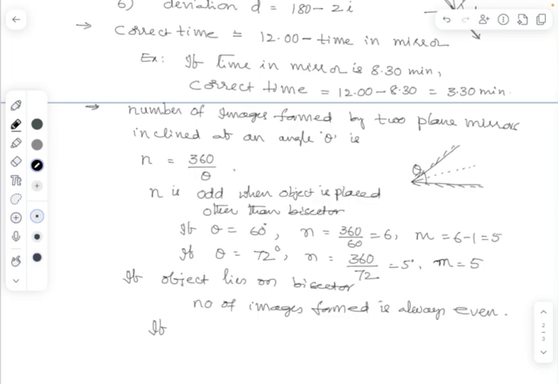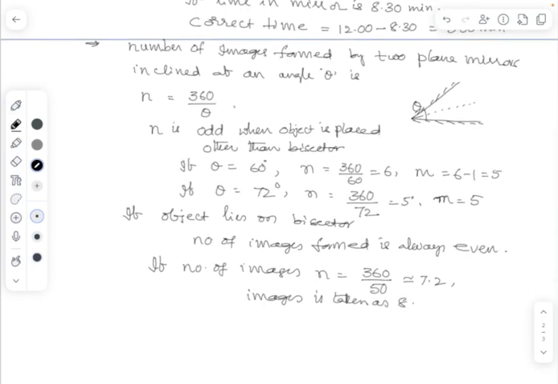If number of images n equal to a fraction, 7.2, images is taken as 8. Round figure ga teesukovali.